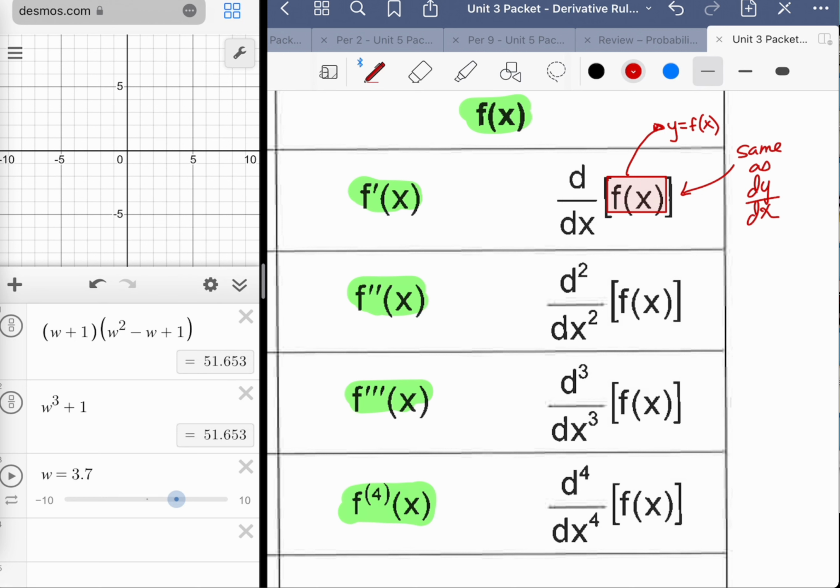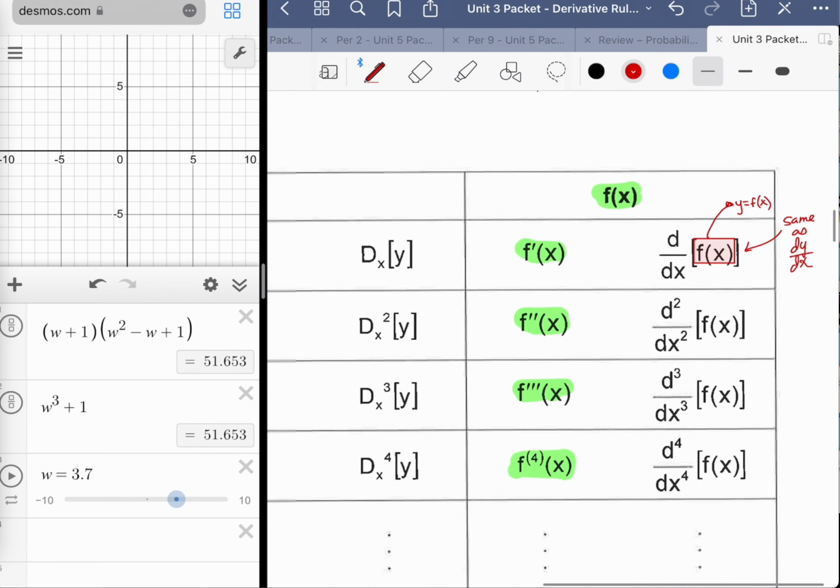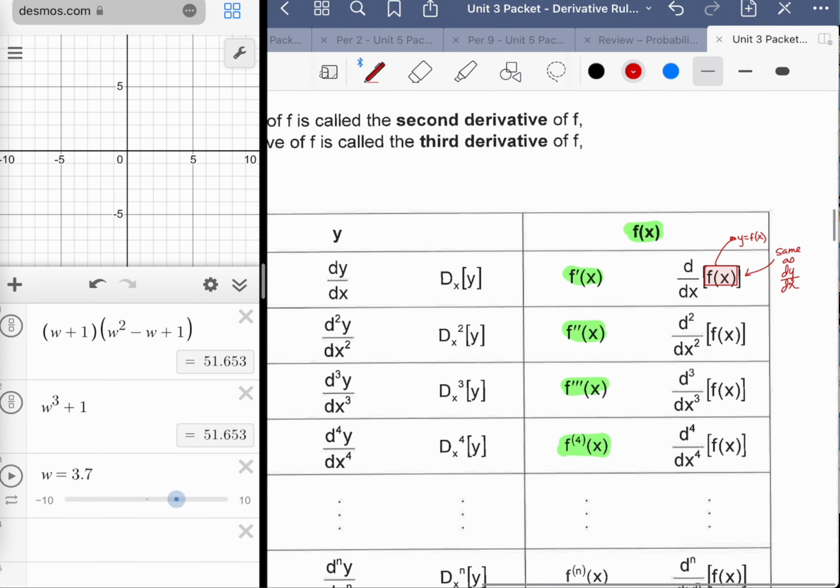So if y is equal to f of x, this would be d dx of y, or d dx times y if you want. If you multiply a d by a y, it just becomes dy. So that's the connection between this notation and this notation. They both essentially mean the same thing.